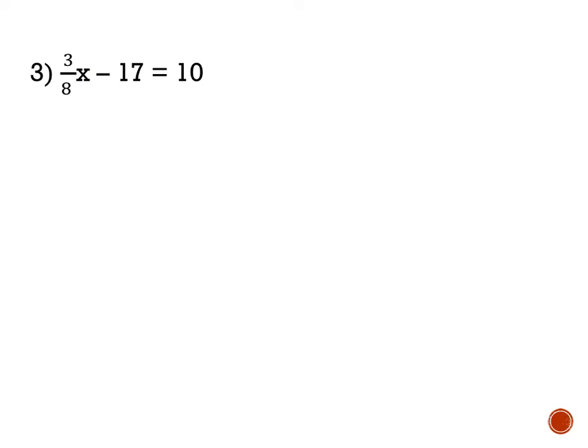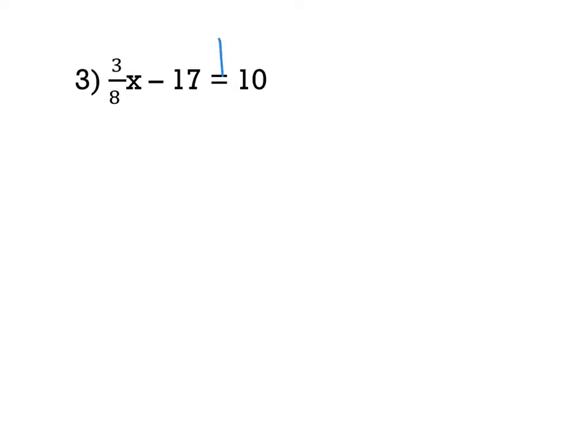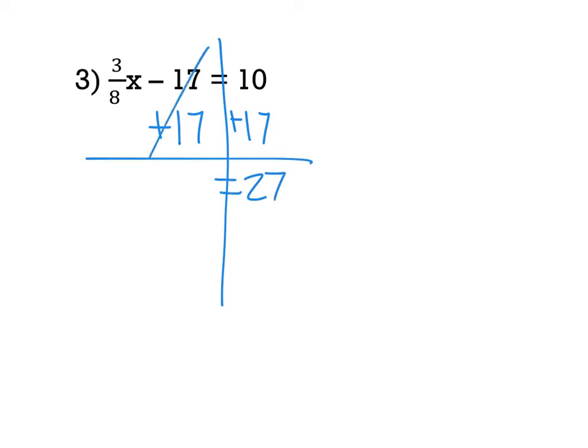On number 3, you have a two-step equation. I'm going to show sides by drawing my line through the equal sign, and you're going to do opposite operation. You're going to get rid of your whole number first. So you're going to add 17 to both sides, and that gives you 27. That cancels out, leaves you with 3/8x. Then you're going to work this one the same way. You're going to divide by 3/8.